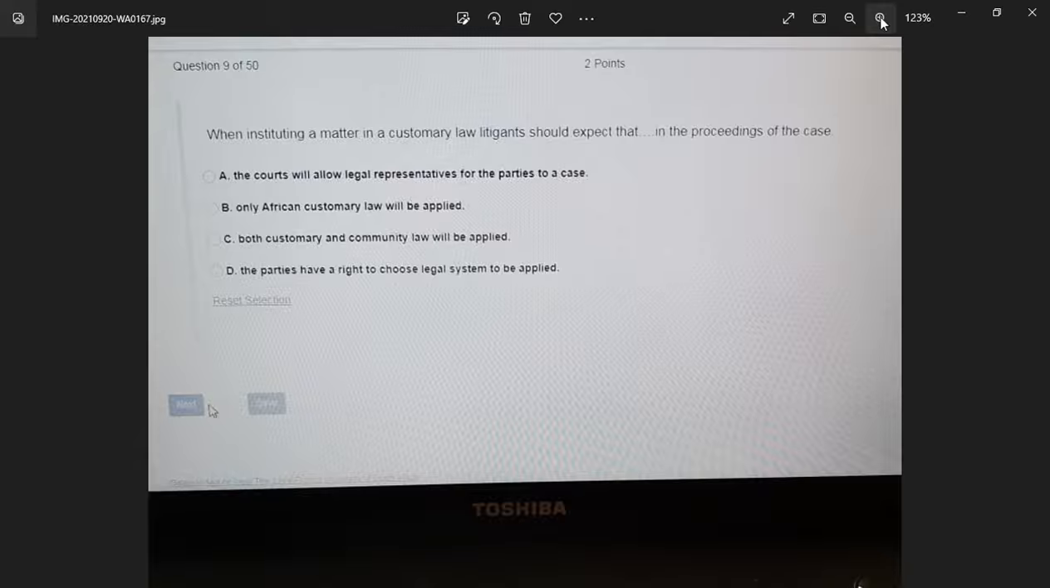With this one, I forgot to come back and look for the answer. I looked for it and couldn't find it. It says, when instituting a matter in a customary law, litigants should expect that in the proceedings of the case. I do not know the answer to this one, so I just left it blank and did not answer it. You can go ahead and look for the answer.